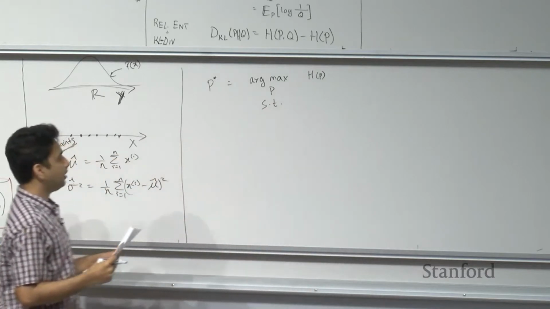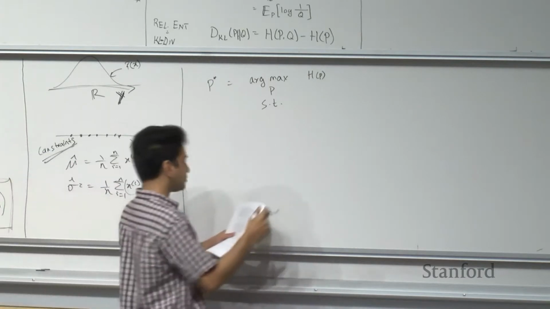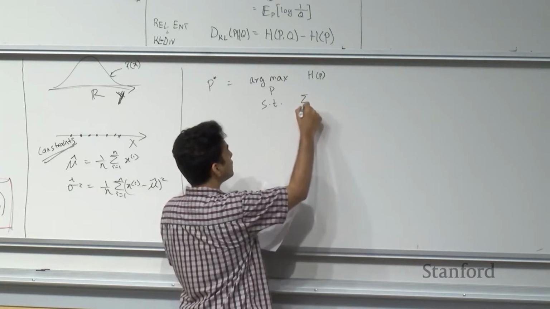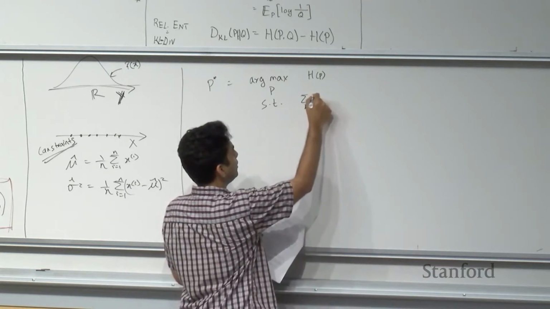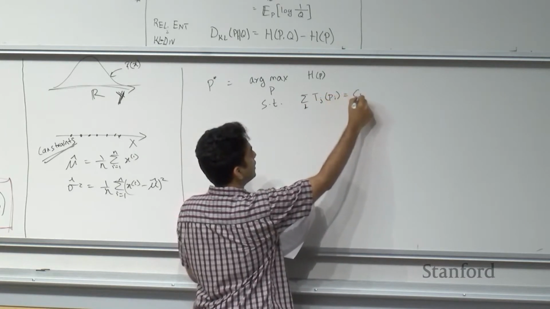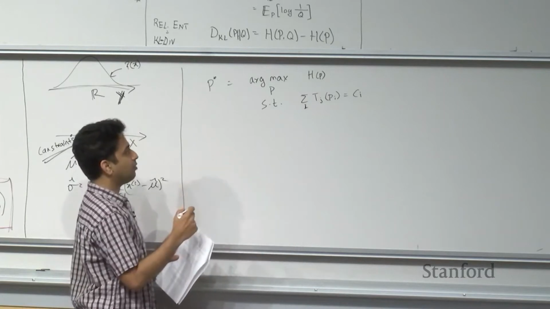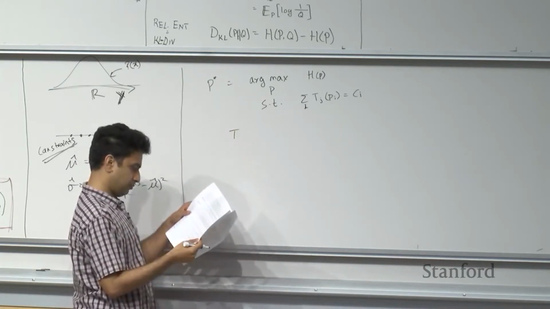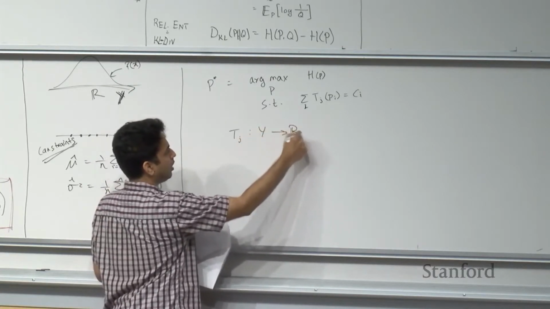We will limit ourselves to linear constraints. By linear constraints, what I mean is such that the sum over i of Tj of Pi is equal to some Cj. We will assume that the constraints for our estimation problem are given in the form of some functions t, which are indexed by j. Each t is some function that takes Y to R.